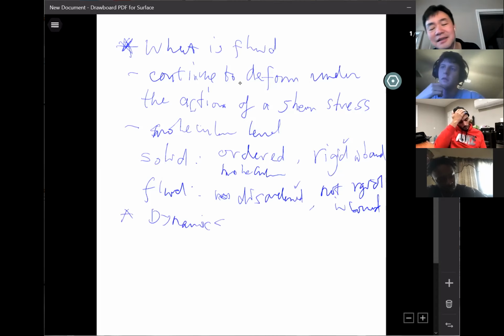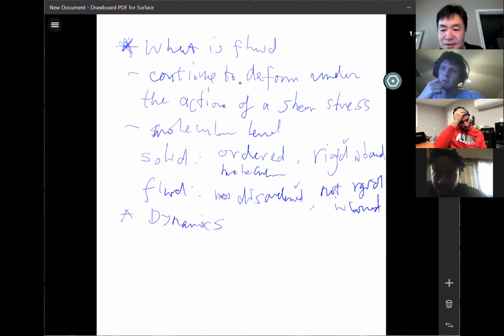Of course, statics is easy. Fluid statics is basically not in motion. You have force balance, just like ENGR 311, right? So force balance equals 0. That's it.